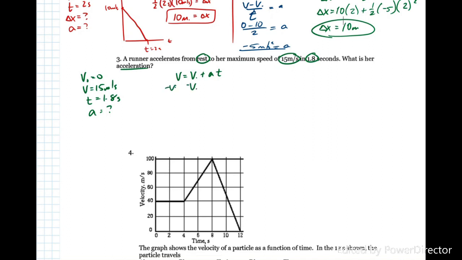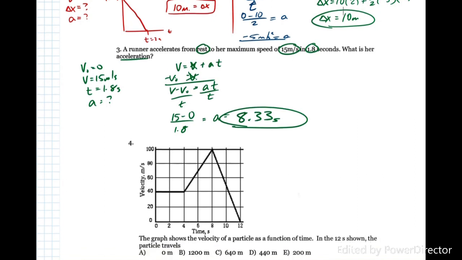Subtract v0 from both sides. V minus v0 is equal to, that crosses out, acceleration times time. Divide both sides by time. And I've got 15 minus 0 over 1.8 is equal to the acceleration. So when we do that, the acceleration comes out to be, calculator real quick, 8.33 meters per second squared. Go through the rest of this.